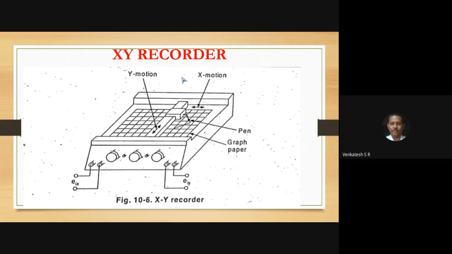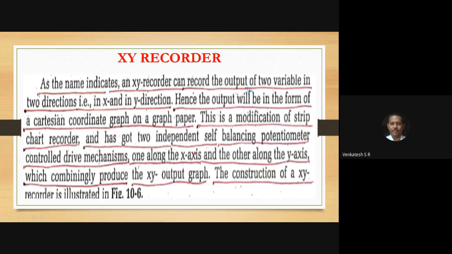Explain briefly with neat sketch. XY recorder with neat sketch.